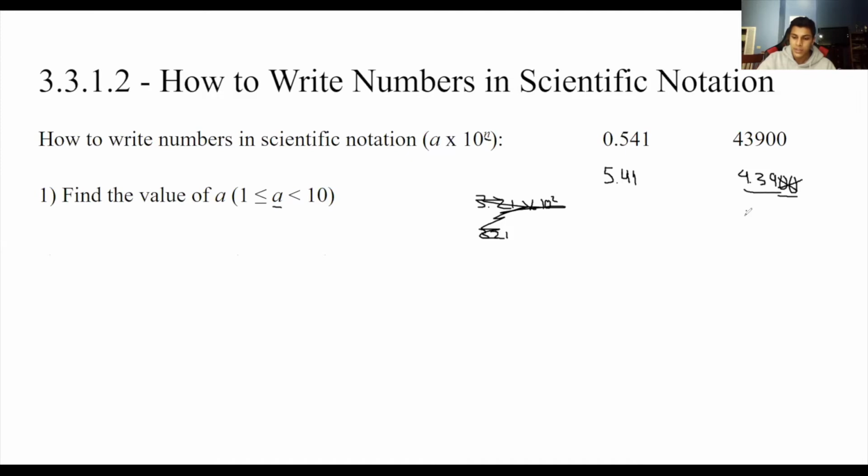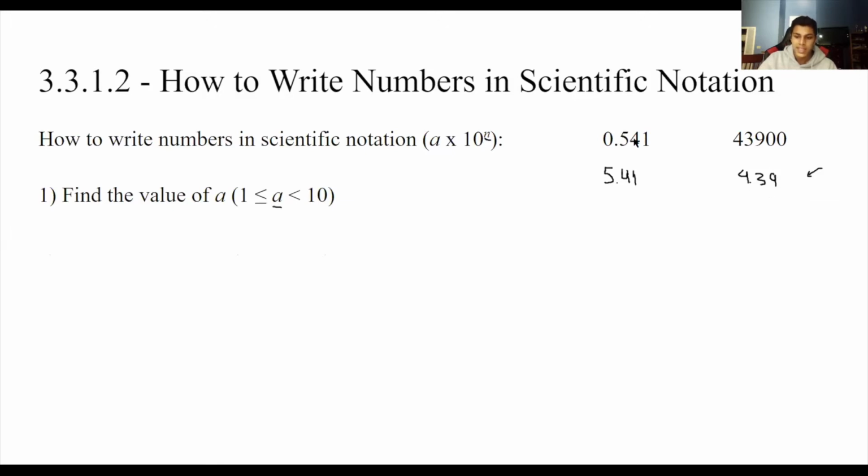Now, it is different if you have a decimal like this. Say my decimal is 0.309, then the 0 does matter because it's in between two significant digits, or digits that determine the value of this decimal. But when they're at the end of the decimal all by themselves like this, you can just cross them off because they're not going to make a difference to the value of that decimal. So my values of a for these examples were 5.41 and 4.39.